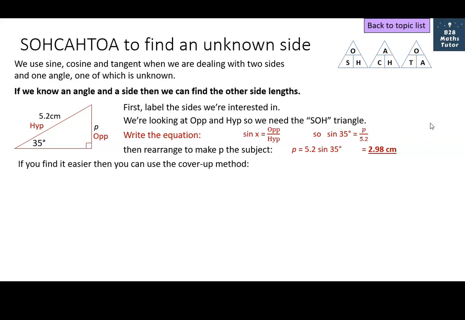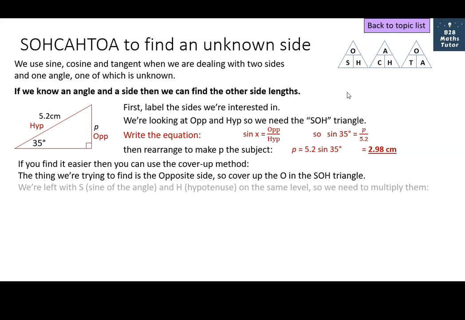If you find it easier, there's the option of using the cover-up method if you don't want to have to rearrange your formula. So in this case, we're trying to find the opposite side. So we cover up the O in the SOH triangle, and that leaves us with the S and the H on the same level. So we need to do the sine of the angle times the hypotenuse. So P is the sine of the angle times the hypotenuse, which again, of course, gives you 2.98 centimetres because it's the same equation you've got here.